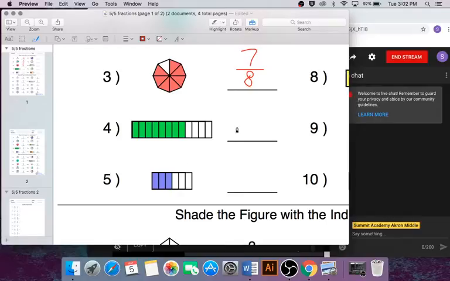Number 4, we have 1, 2, 3, 4, 5, 6, 7, 8, 9, 10, 11, 12 pieces in the rectangle. And then there are 1, 2, 3, 4, 5, 6, 7, 8 pieces shaded in green. But this fraction is not in simplest form, so we have to reduce it. We can do that by looking for common factors, which would be 2 and 4. So our greatest common factor that goes into both 8 and 12 is 4.